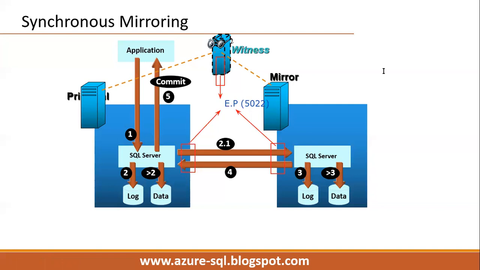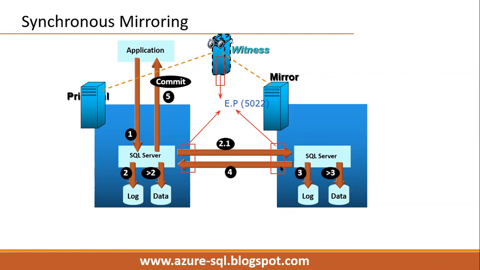Clear, right? Default endpoint in mirroring is 5022. We can choose any other endpoint also, but the default is 5022. And check here, the witness server is compulsory for automatic failover. Without a witness server, there is no automatic failover.